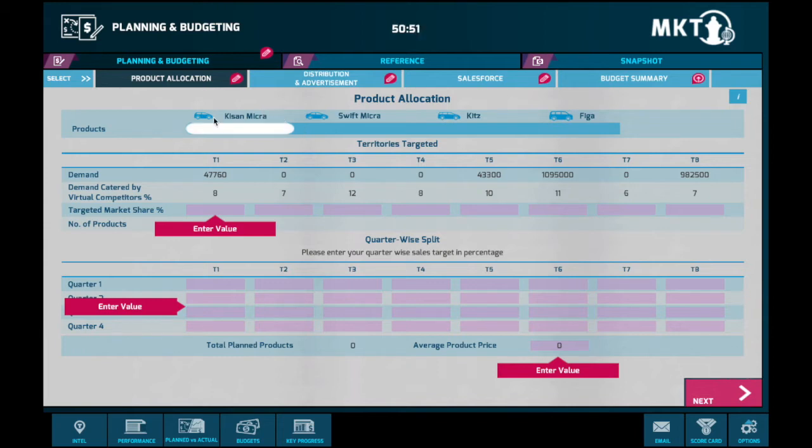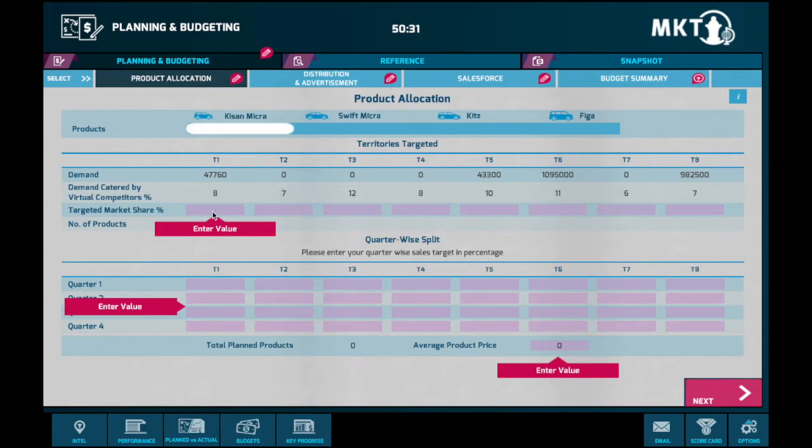So which means to say that you would first plan for Kisan Micra in determining the product allocation, the distribution and advertisement, the sales force, and then once you have completed the decisions for Kisan Micra, you would then subsequently be taken to the planning for Shift Micra. So you plan for one product at a time.